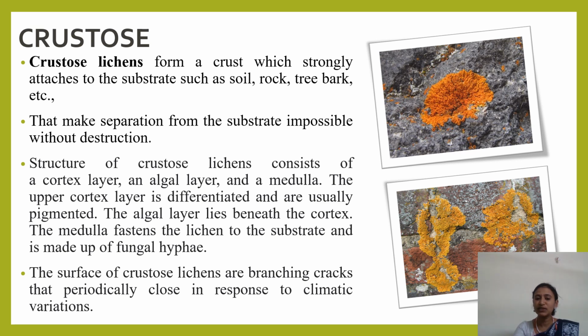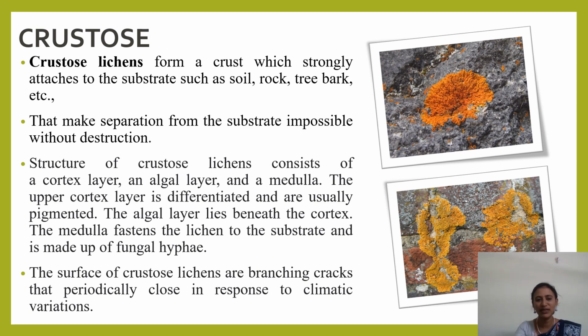The surface of crustose lichens has branched cracks that periodically close in response to climatic variations. You can find these crustose lichens all along wherever you find rocks. Wherever you find rock-like materials, have a deep look at it. You can find white patches or yellow patches spreading on it. These are the only organisms which play a major role in getting attached to the rock surface or the crevices. Even a drop of water is suitable for their survival.